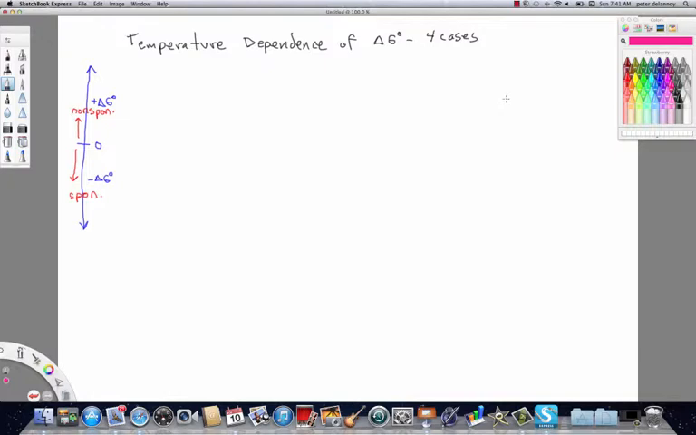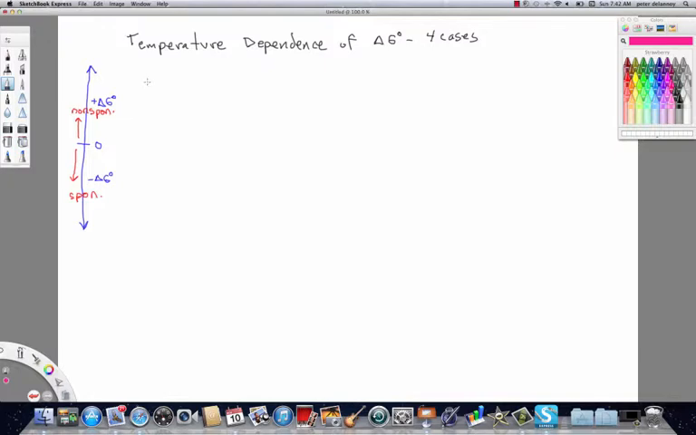So the purpose of this video is to look at four cases where the delta H, which is the enthalpy of a reaction, and the delta S, which is the measure of disorder that either increases or decreases for a reaction, how those two things conspire to determine a delta G, which gives us a basic idea of whether or not a reaction is going to be spontaneous or non-spontaneous in the direction that it is written.